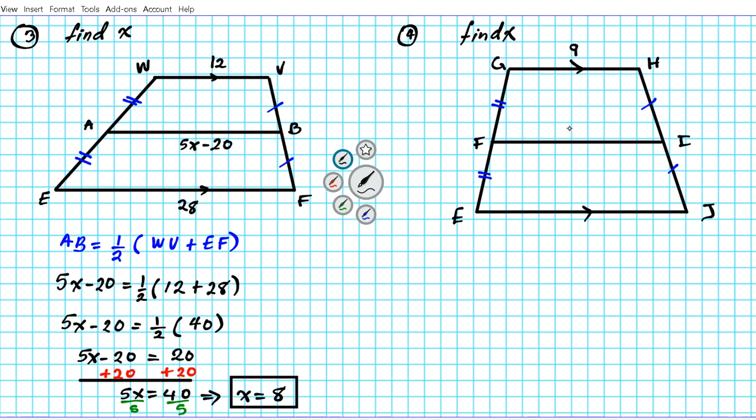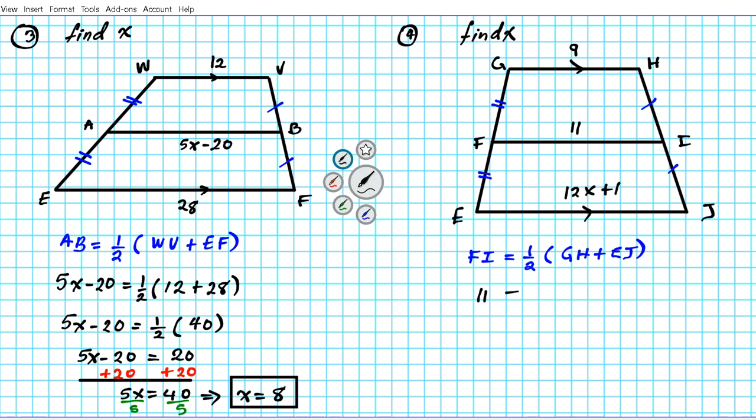The mid segment or median is 11 units long, and the longer base is 12x plus 1. Slightly different. Okay, so for this one, let's write down the formula that's going to guide our problem solving process. The median or mid segment FI is equal to half the sum of the bases, GH plus EJ. Bam.